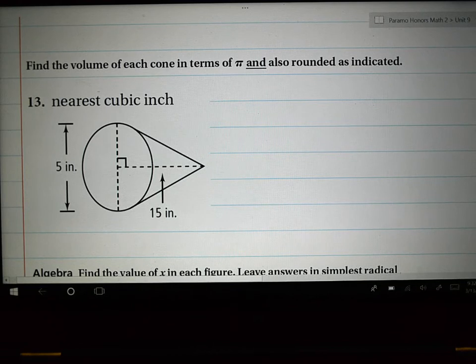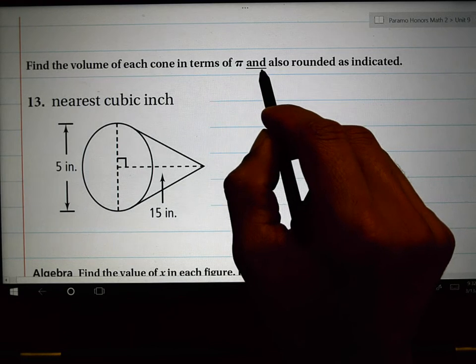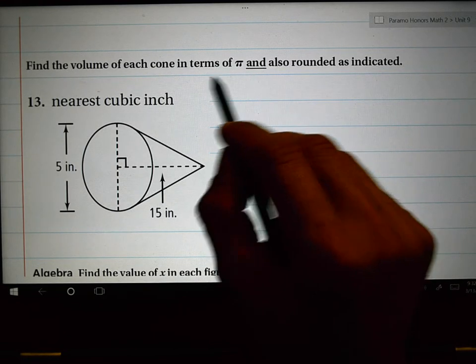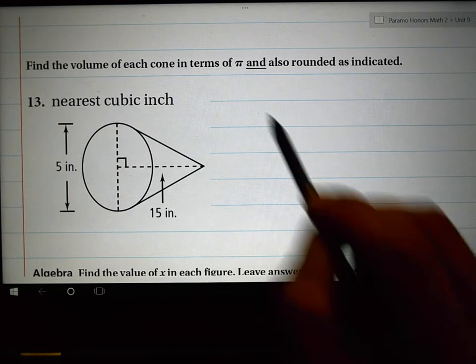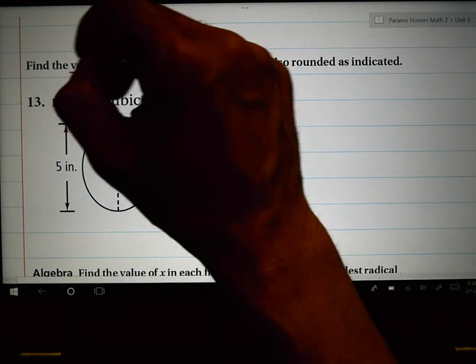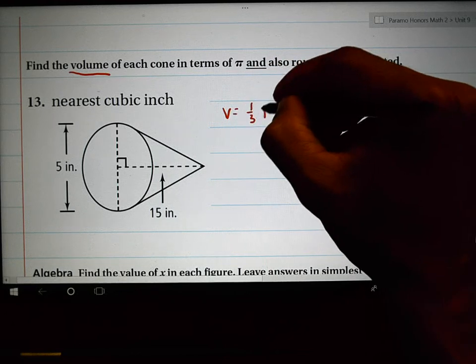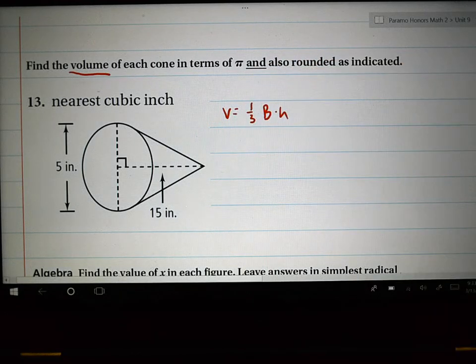Find the volume of each cone in terms of pi, and also rounded as indicated. So we're going to have to give our answer in two different ways here. There's an "and," and they underlined it. They're telling us to give it in terms of pi and round it like they tell us to. So I have to do the volume, and the formula is the same: 1/3 the big base times the h.